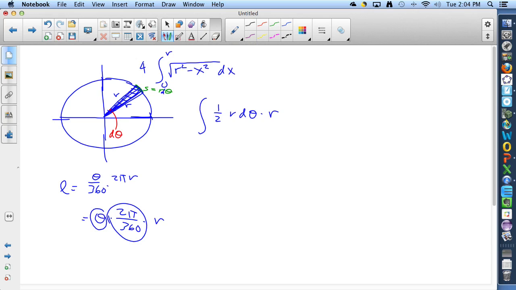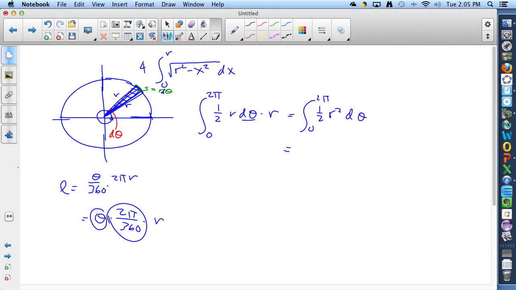In this case, theta is the variable, and theta goes from 0 all the way around the circle. So in radians, 0 to 2 pi, of 1/2 r squared d theta. What's my variable? Not dr, it's theta. I'm integrating with respect to theta, so theta is the variable. What is the radius? It's just a number, a constant.